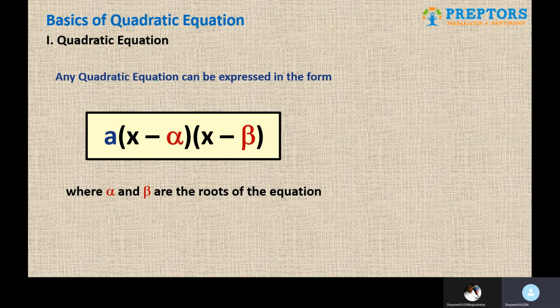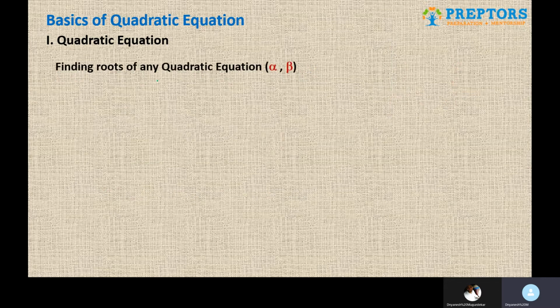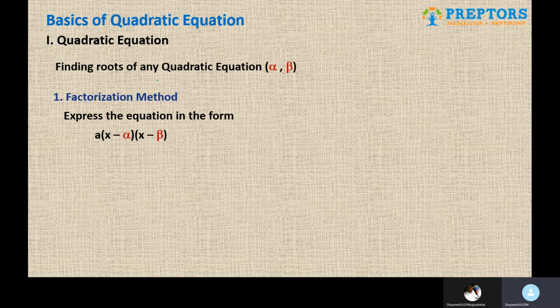Now the second part is very important, which is how do we find the roots of the quadratic equation. There are two ways in which you can find the roots. The first is the factorized form, or the factorization method, as we call it. What we do here is very simple. All you have to do is somehow factorize your equation and get it in the form of a into x minus alpha into x minus beta, after reducing, taking common and all of that, which we did earlier as well.